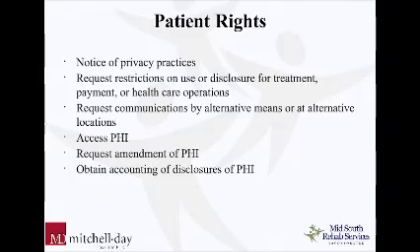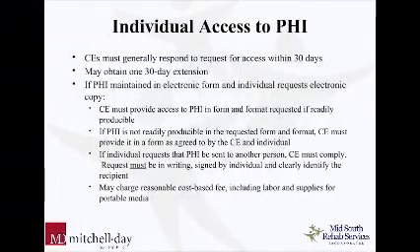They have the right to request communications by alternative means or alternative locations. It means they can get it electronically, they can get it in handwritten hard copy form, that type of stuff. Have the right to access, request amendment, and obtain an accounting. Individual access. If they ask for access, you generally have to give it within 30 days. You may obtain one 30-day extension. You have to give them written reason why, tell them why, and then you have to get it within that second 30.